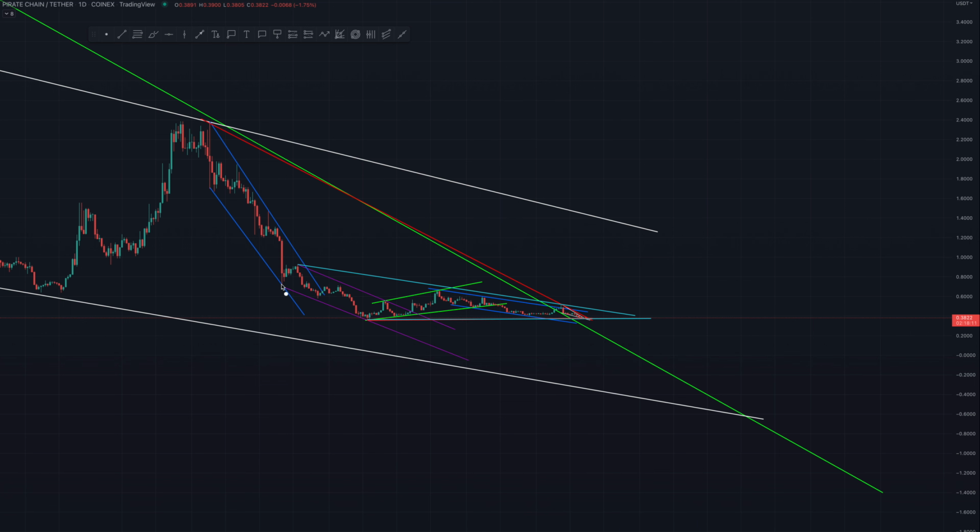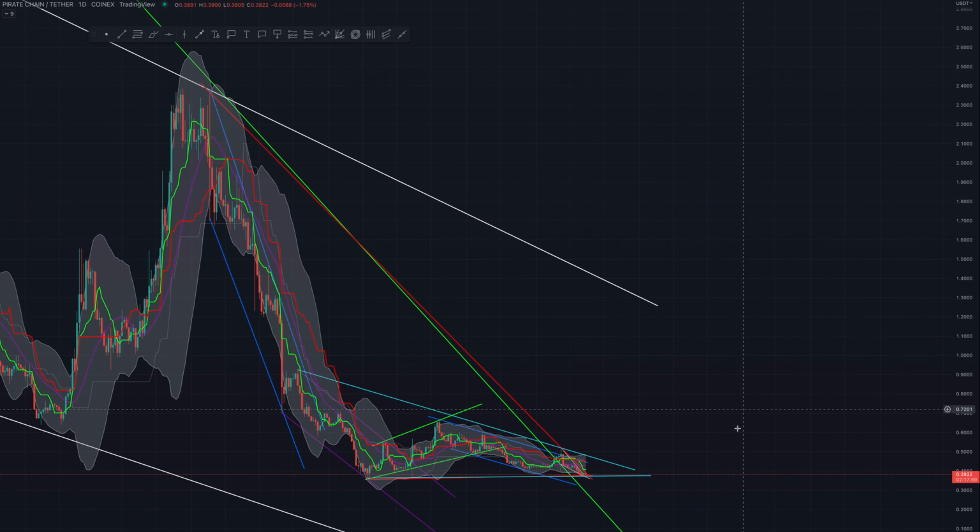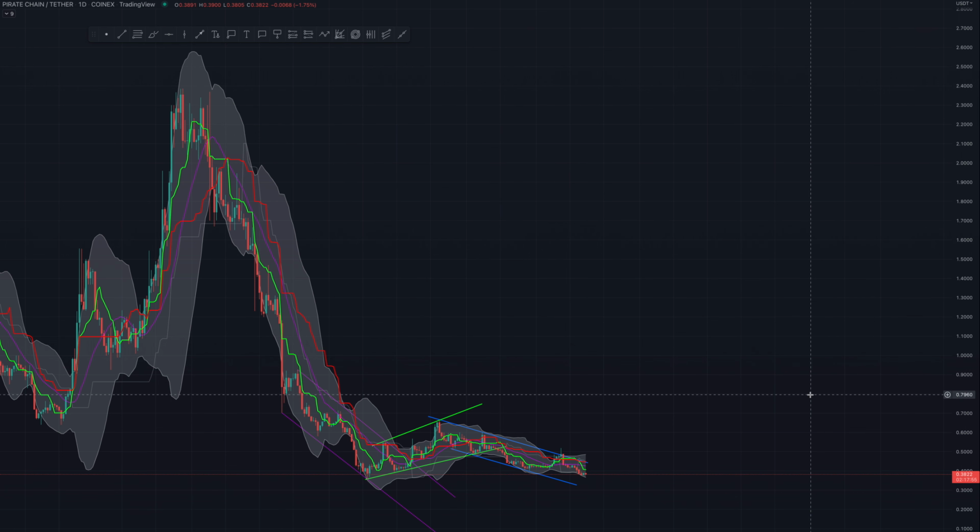Same thing with the teal. We break up into the teal wedge. And that's the symmetrical wedge. So then we should be breaking up. So all signs seem to be pointing to up based on wedges. If we then look at the Bollinger Band and the Ichimoku cloud, we can even turn off some of these wedges just to clear it up a bit.